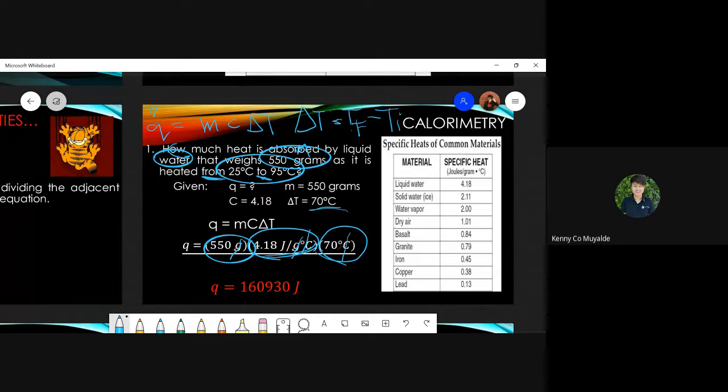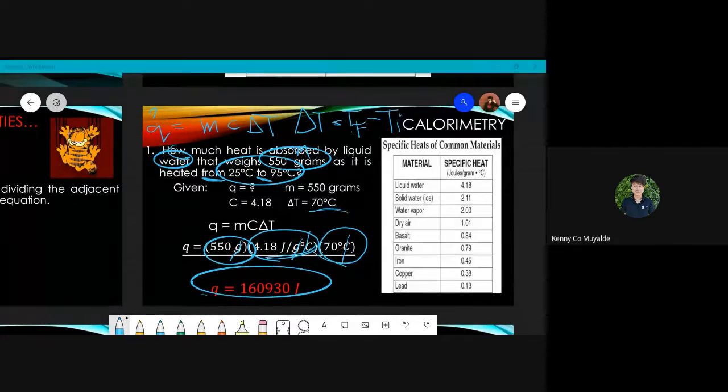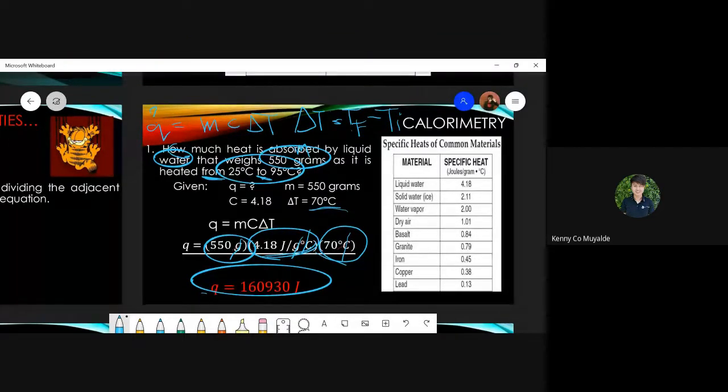So 550 times 4.18 times 70, your heat will be equal to positive 160,930 joules. So that is the amount of heat that is absorbed. Okay? I hope naintindihan naman. Let's proceed to the second example.